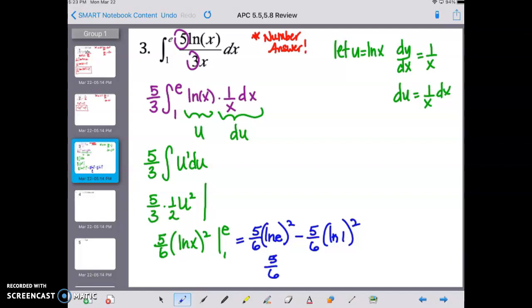So natural log of 1 is 0. Okay, and then 0 squared is 0. 0 times negative 5/6 is 0. So I end up with 5/6 minus 0, which gives me an answer of 5/6. So there's my answer for problem number 3.